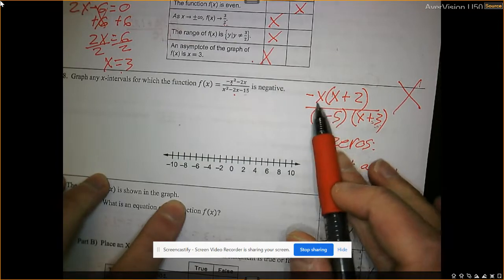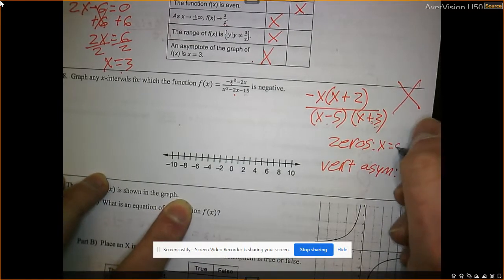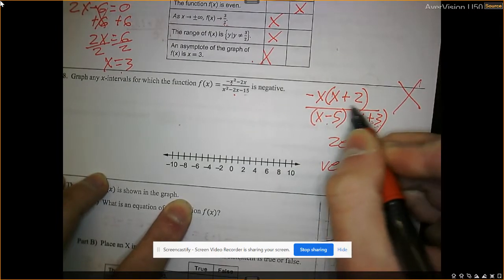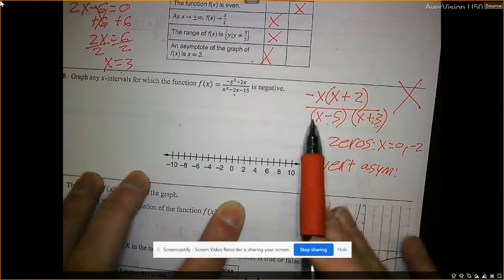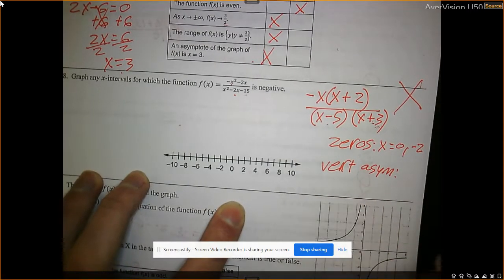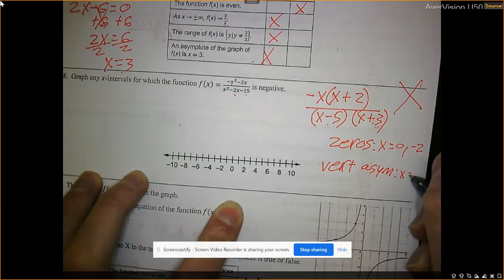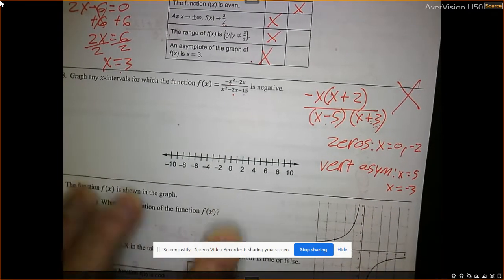So our zeros here, what's going to make the numerator equal 0? That'd be when x equals 0. And what's going to make the other factor equal 0? That's when x equals negative 2. And then my vertical asymptotes are what's going to make the two factors in my denominator equal 0. What's going to make x minus 5 equal 0? It's when x is positive 5. What's going to make x plus 3 equal 0? That's when x is negative 3.